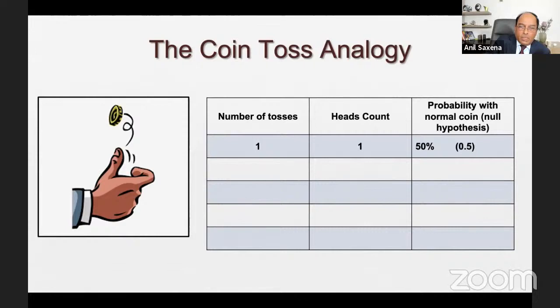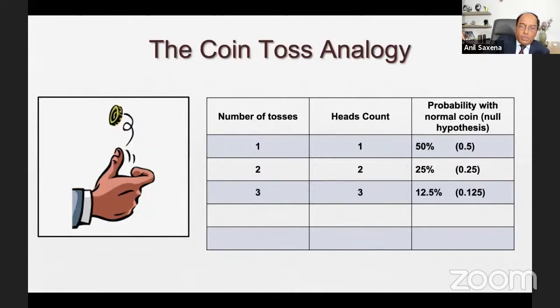So you say, I still believe it's a normal coin, and you're just bluffing me. I say, okay, I toss it again. I do it 2 times. Now 2 out of 2 it has fallen with the head up. Now what is the probability of it still being normal? 25%. Because it is quite possible that a normal coin may fall twice with the head up.